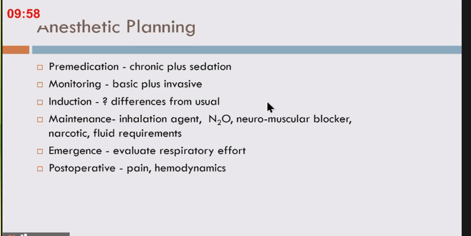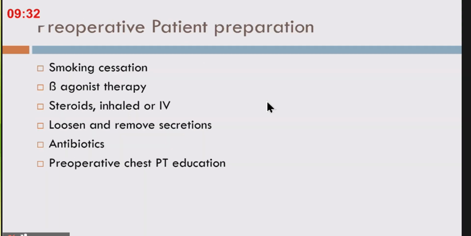Anesthetic planning, again, nothing out of the ordinary. There may be need for prolonged intubation and ventilation. Pain, if they're dealing with thoracic surgery, maybe a little bit more than usual, so that needs to be taken into consideration. But in general, we're anesthesiologists. We should be able to take care of that. Shouldn't be too much of a difference.